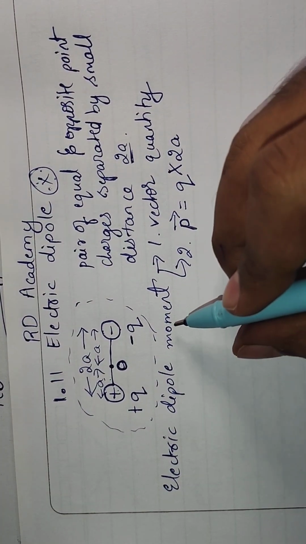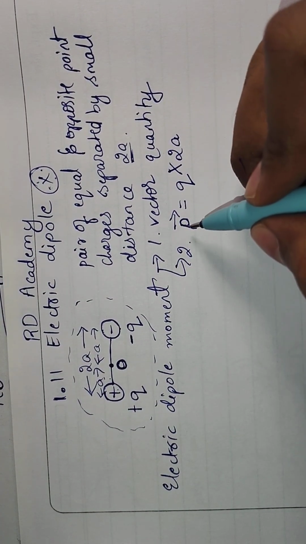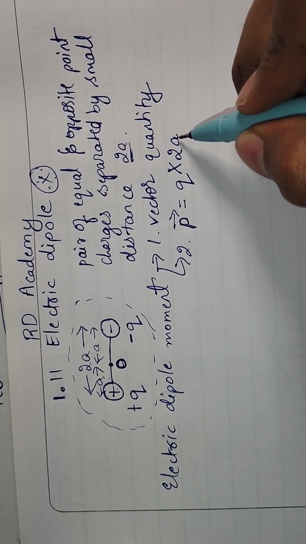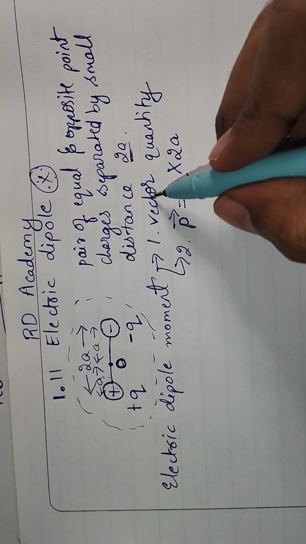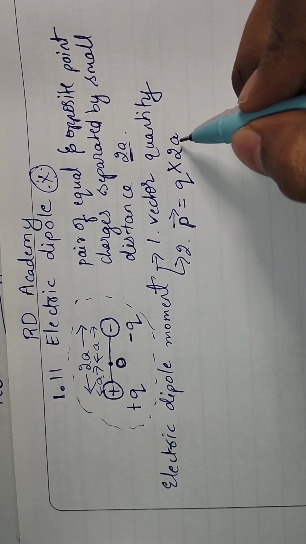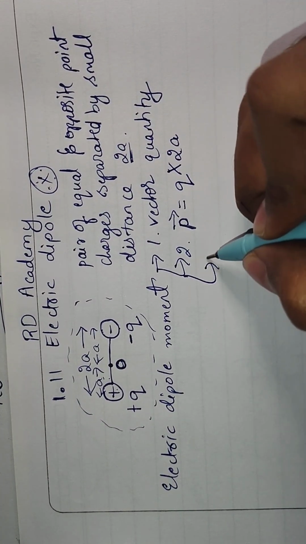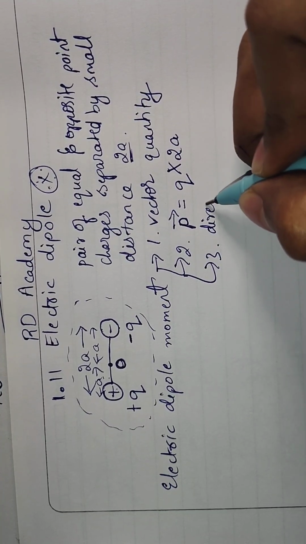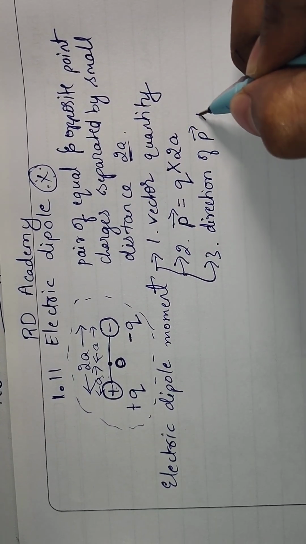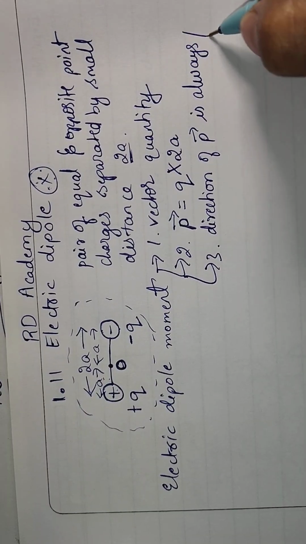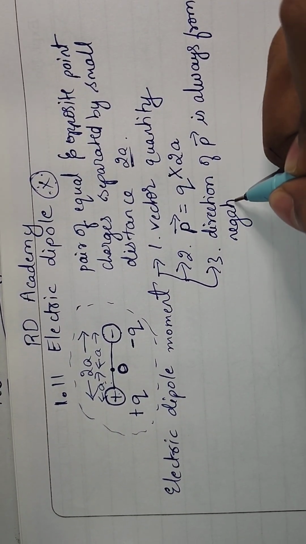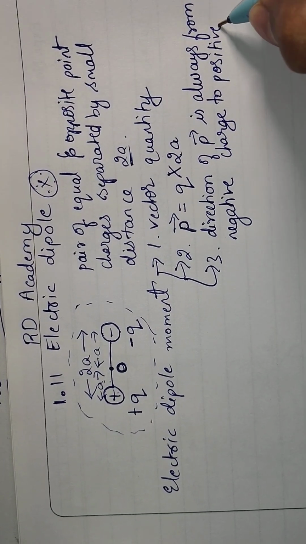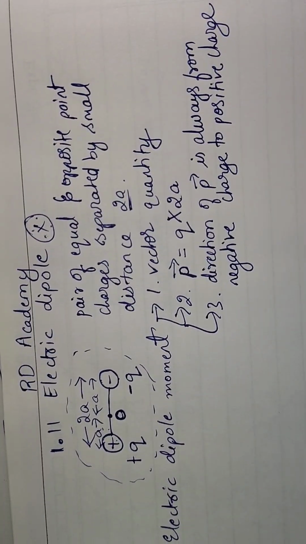How will you define electric dipole moment? Electric dipole moment is the product of the magnitude of the charge multiplied by the distance between the charges. I have told you that it is a vector quantity, but here both charge and distance are scalar. So by standard convention, the third property is that the direction of p vector is always from negative charge to positive charge. This is another thing that you need to remember.